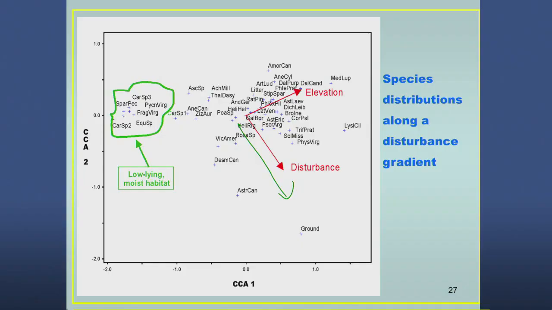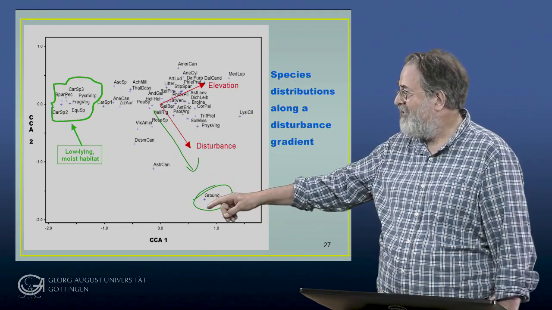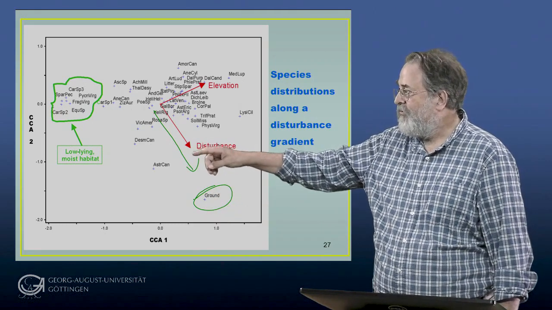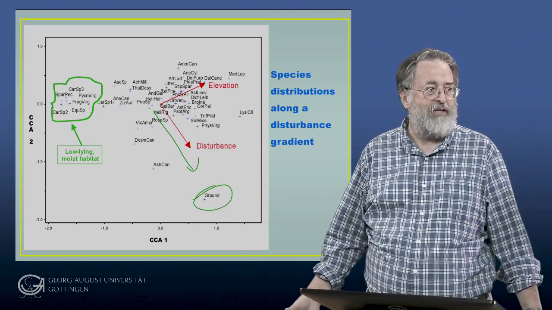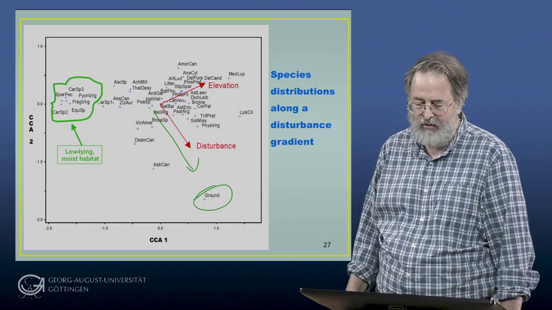We sort of corroborate this interpretation because if you look here, this is bare ground, which was also entered into the data, and it is at the extreme lower right, which is where disturbance rates are the highest. So this really makes sense in terms of suggesting that our interpretation is correct here.